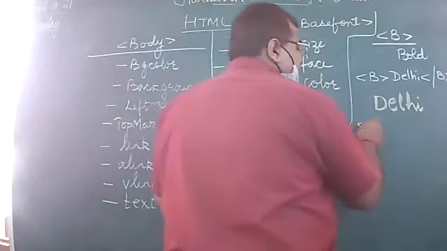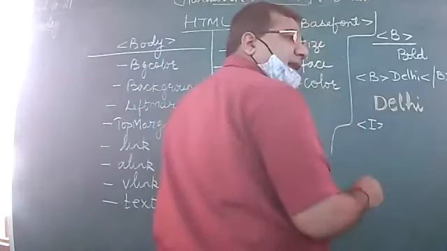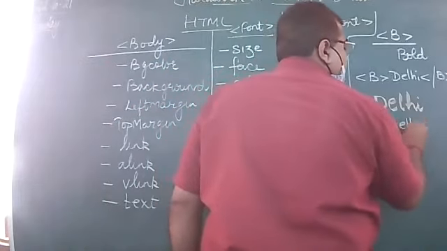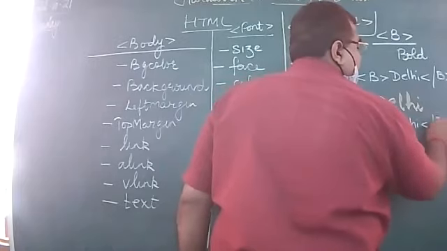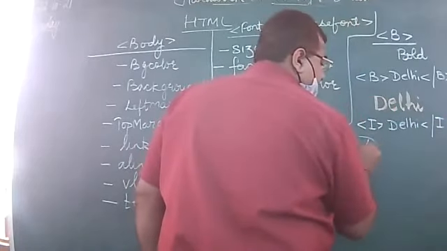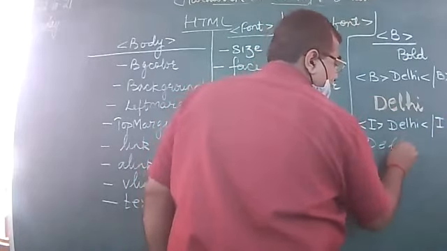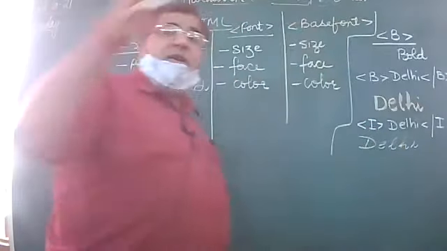Next tag is the I tag. Italic. Whatever you write inside the I tag, it will appear in italic form, in a slightly slanting way.